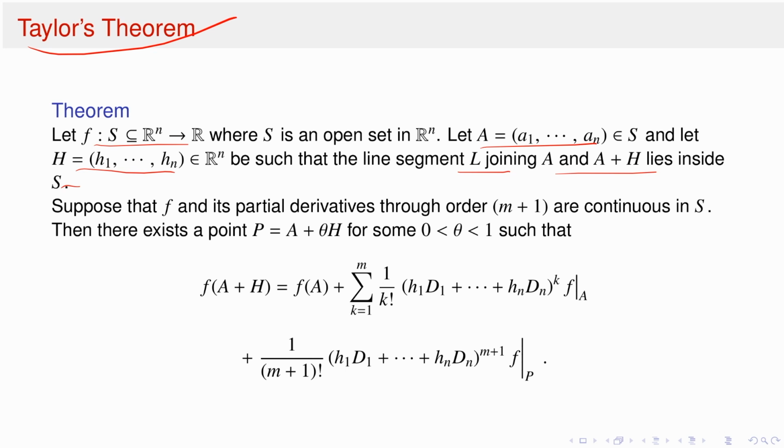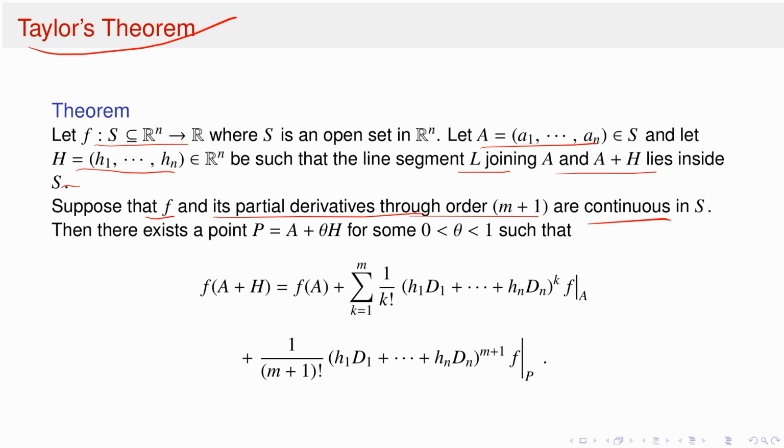And what are the assumptions I am taking? Suppose that f and its partial derivatives through order m plus 1 exist. Now, if I want to talk about Taylor's theorem of order m, that means I want the partial derivatives of order m plus 1 to exist and be continuous. When I am talking about the continuity, that means for the mixed partial derivatives, their values should be equal because of this continuity.